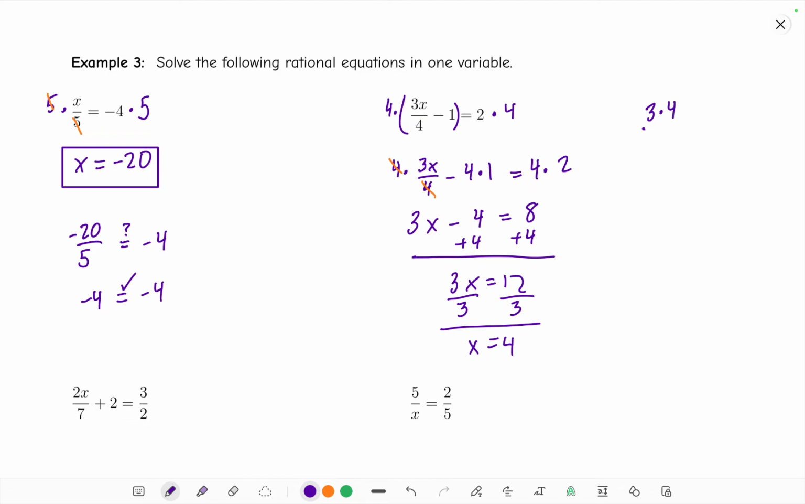So 3 times 4 over 4 minus 1. Does that equal 2? 3 times 4 is 12. 12 over 4 is 3. 3 minus 1 is 2. So yes, it does equal 2. So x equals 4 is our solution.